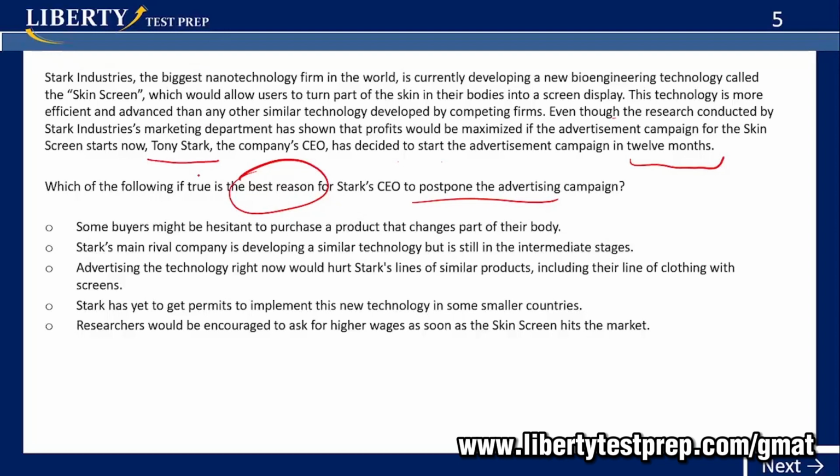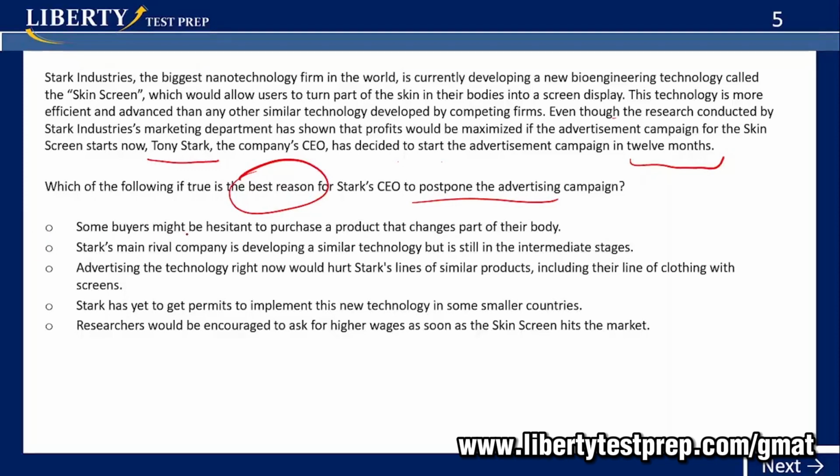So Tony Stark doesn't want to do it right now. He says, let's wait. Now is not the time. We're going to have to wait a full year. Now, you want to support Tony Stark in this case. You want to say that he had a reason to do this, a reason that would benefit his own company. Okay, so let's see the first one.